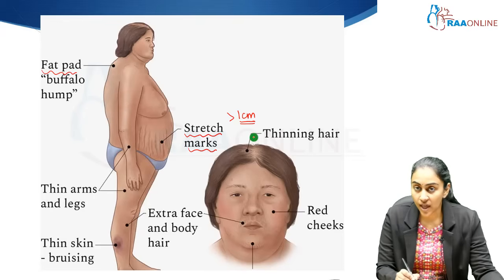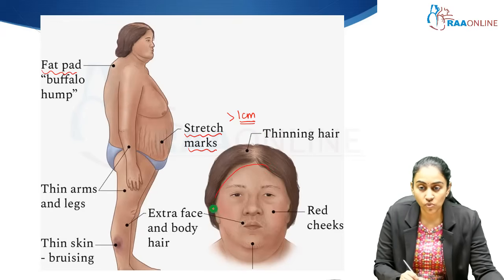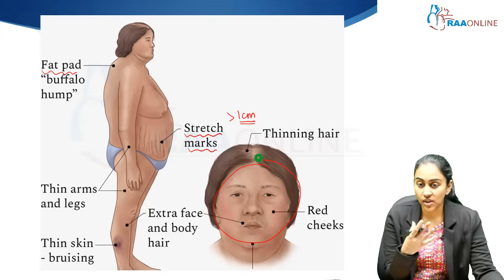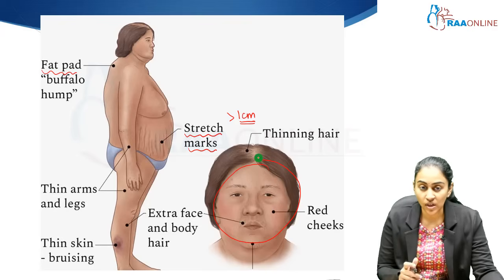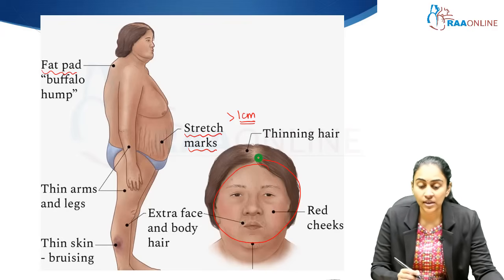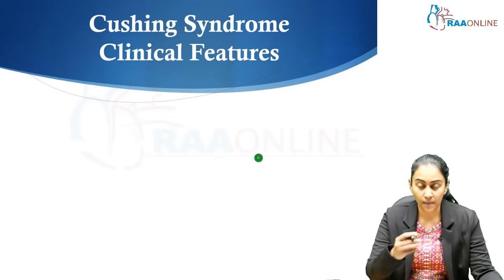These striae are characteristic of Cushing's. In addition, they are going to have this moon-like facies, rounded facies, showing you that there is facial edema. In addition, there may be features of hirsutism in the form of extra facial and body hair. And there is going to be facial plethora, thin skin and easy skin bruisability. All these make up a Cushingoid habitus.